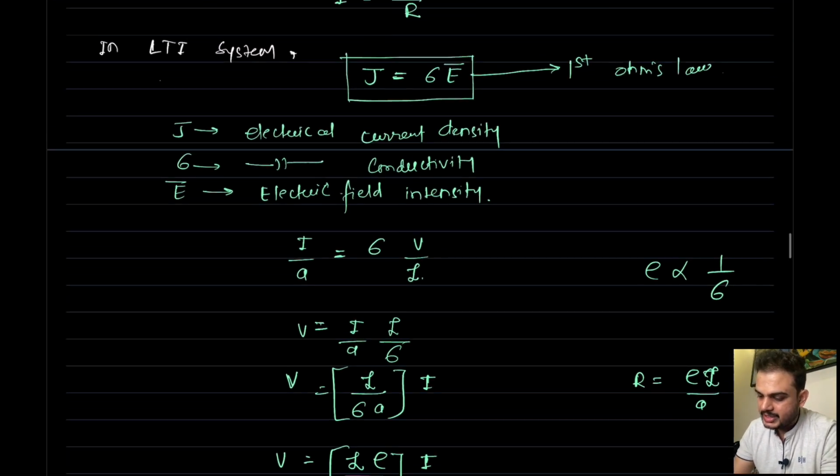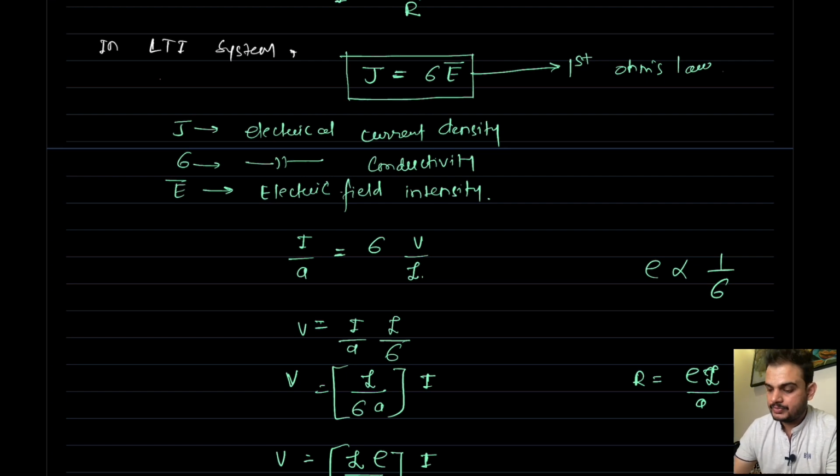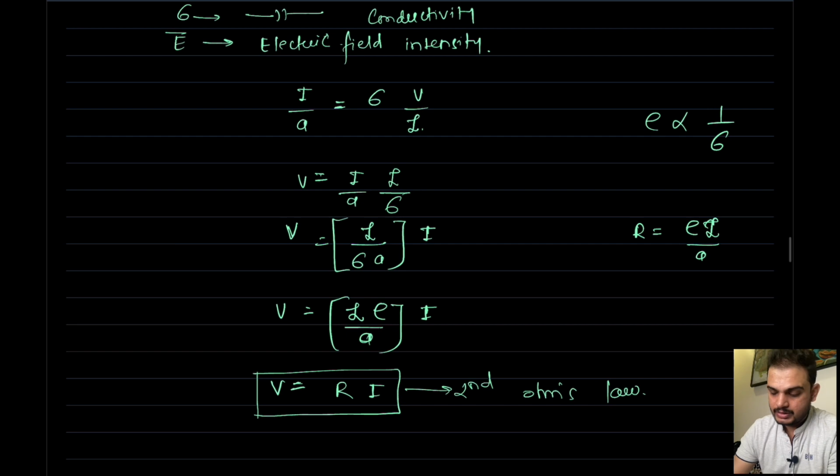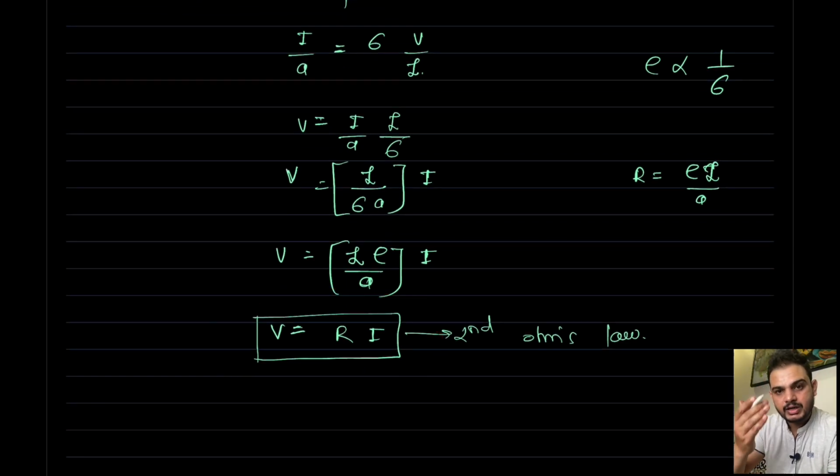This J is equal to sigma E we will mainly use in the EMF subject, because it is a distributed parameter. It is an absolute model, right? There we will use this Ohm's law, J is equal to sigma E. But in the case of electric circuits, as our parameters are lumped parameters, where parametric changes are not allowed, there we will use V is equal to IR. In the whole electric circuit we will use only V is equal to IR Ohm's law. We will not use J is equal to sigma E.